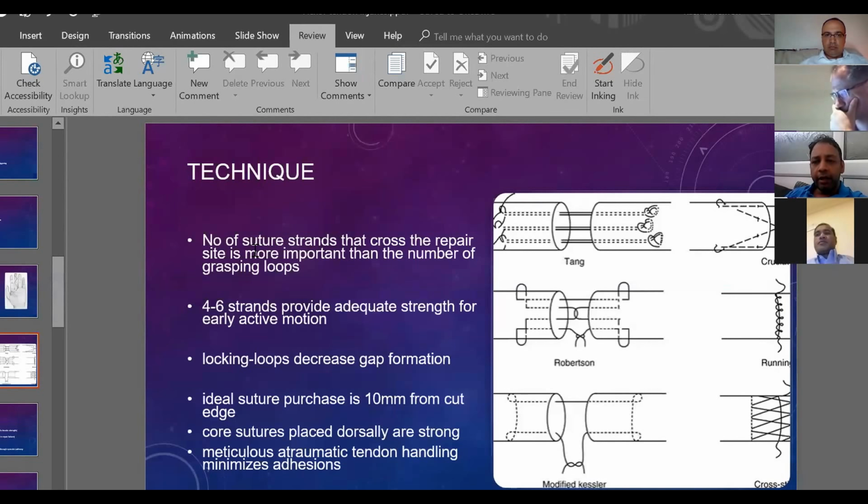And according to some studies, core sutures placed dorsally are stronger as compared to placed volarly. And you need to make sure there should be a meticulous atraumatic tendon handling, because that minimizes your adherence.